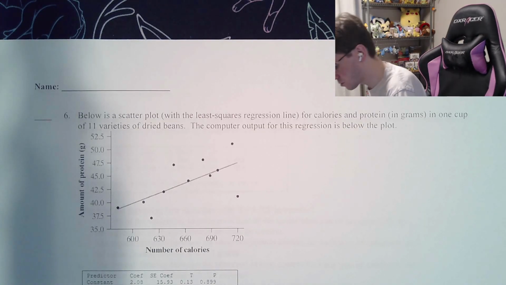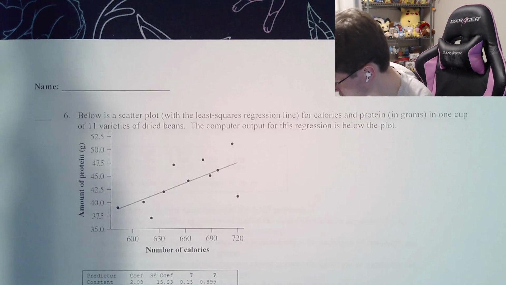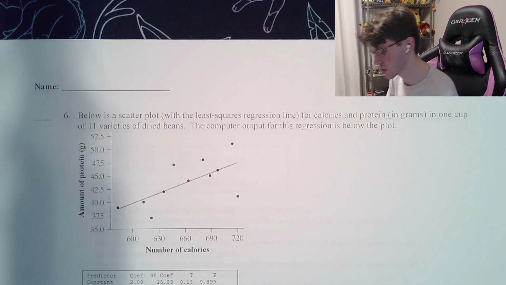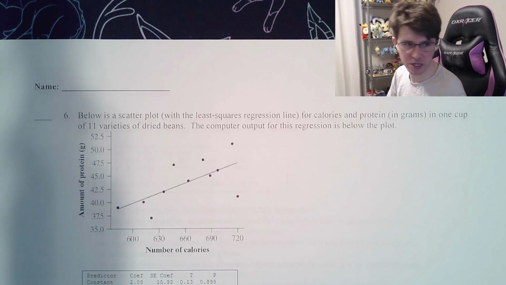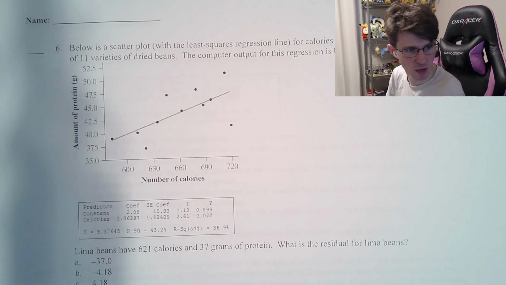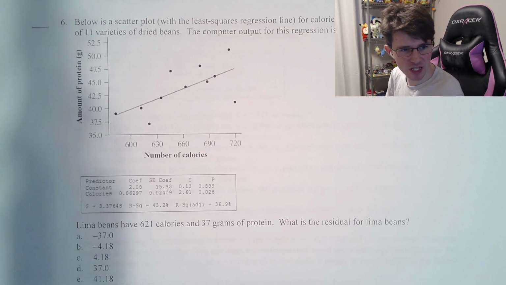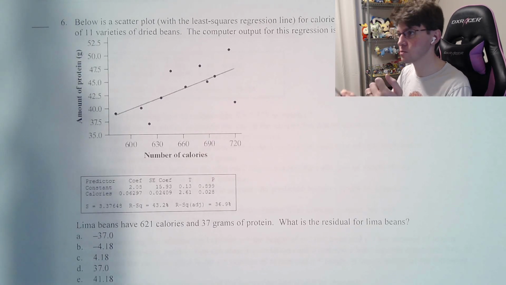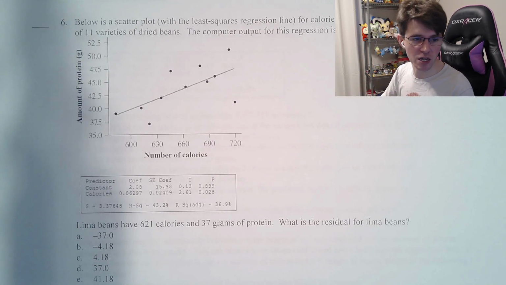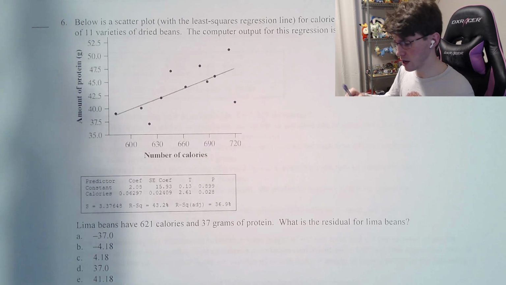All right, so we got below a scatter plot with the least squares regression line for calories and protein in 1 cup of 11 varieties of dried beans. Computer output, it's the same exact stuff as that previous question, right? The same exact numbers. Lima beans have 621 calories and 37 grams of protein. What is the residual? So we're going to need two things here. We're first going to need to calculate the predicted value of protein for a 621 calorie situation.